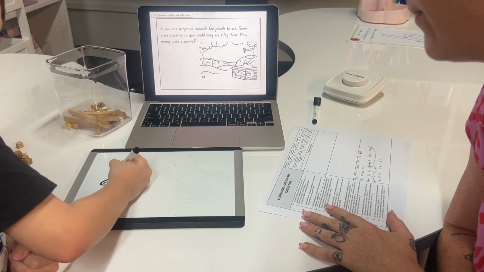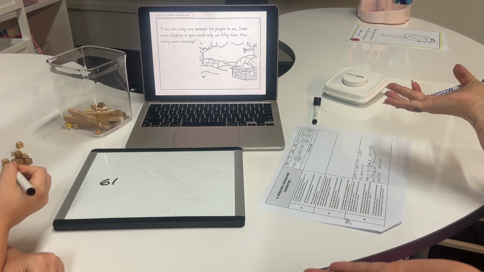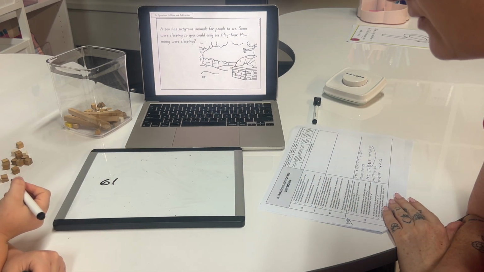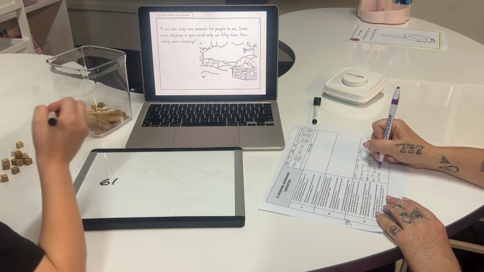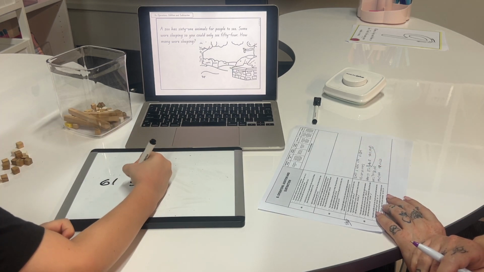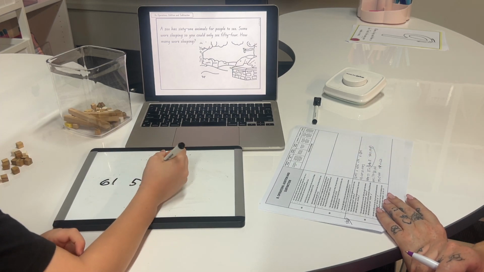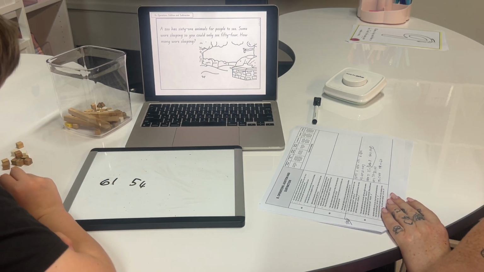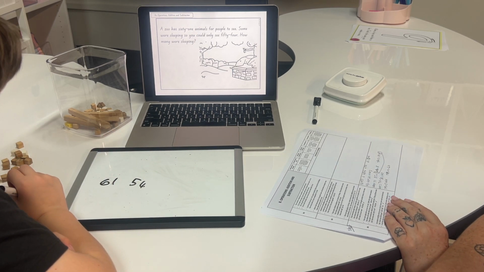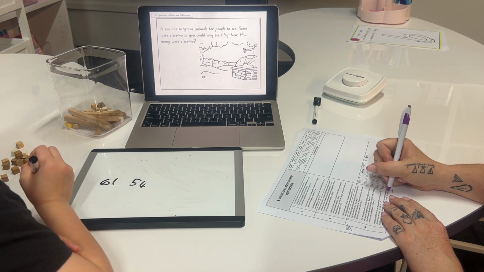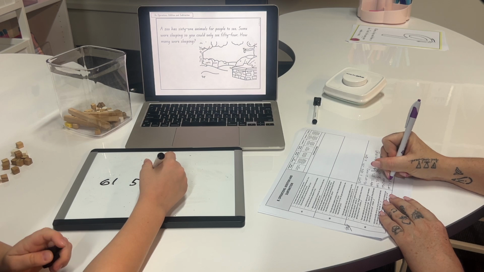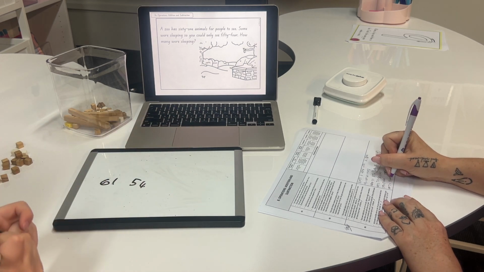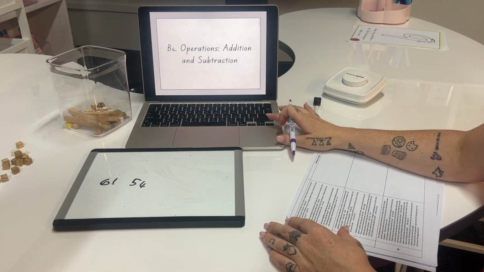A zoo has 61 animals for people to see. Now, some were sleeping, so you could only see 54. How many were sleeping? 61 and 54. So how many? Let's see. 7. Yeah, how'd you get that? Because I did 54 plus 7 equals 61. You are so awesome.